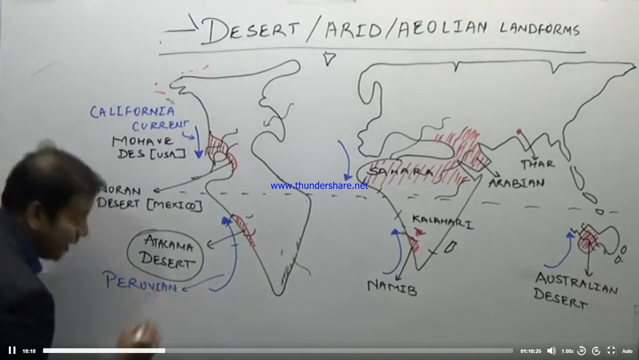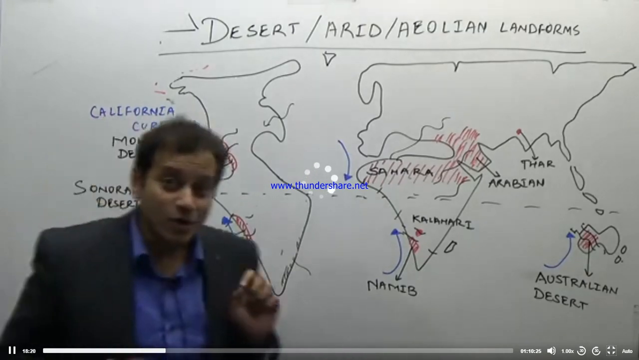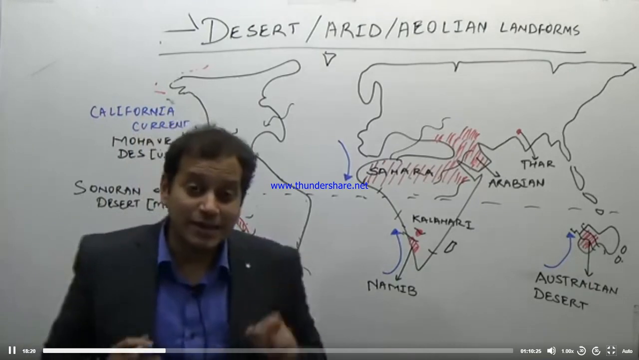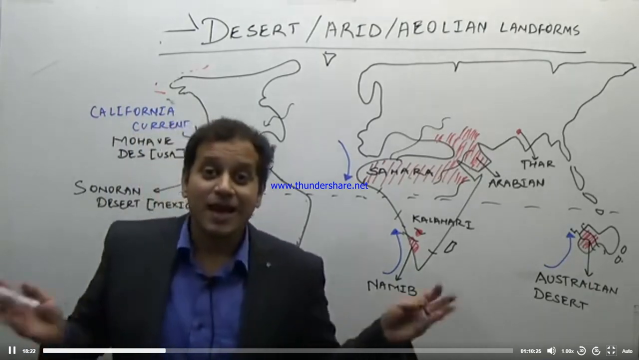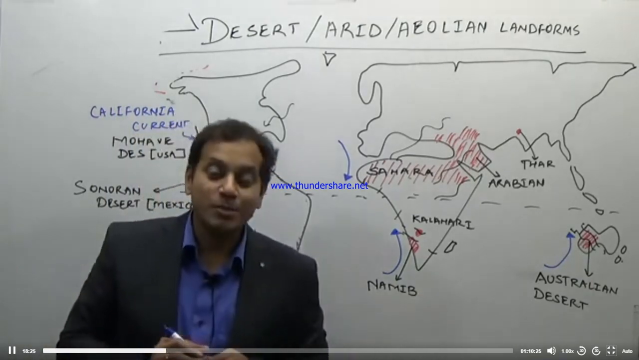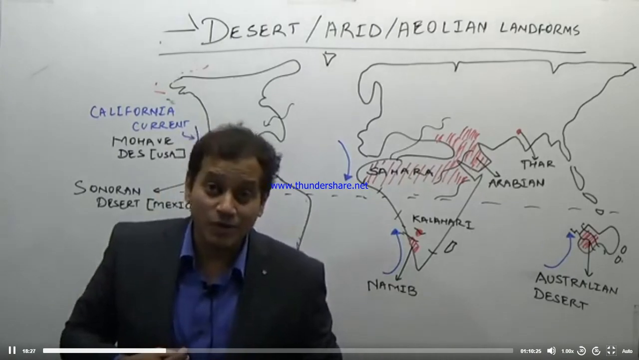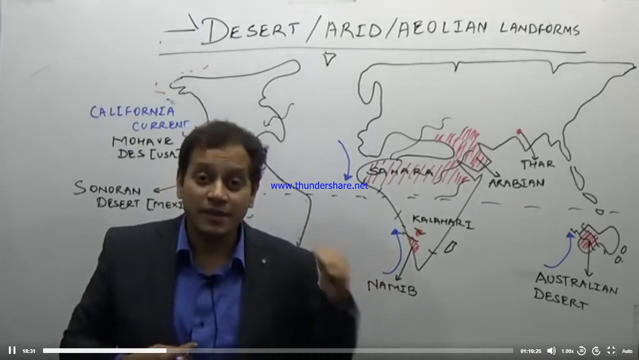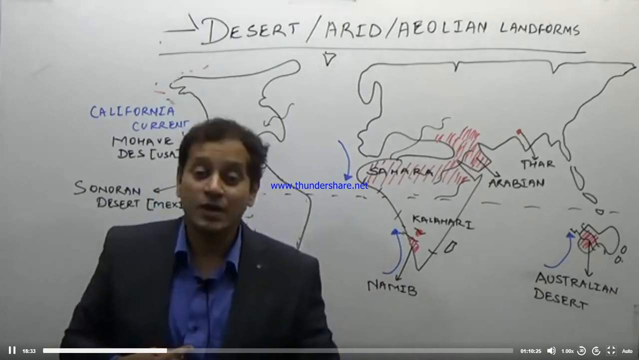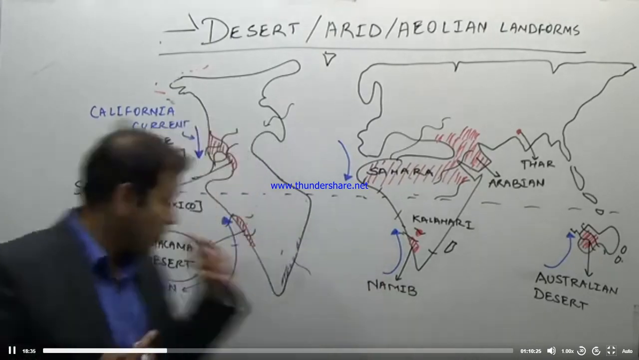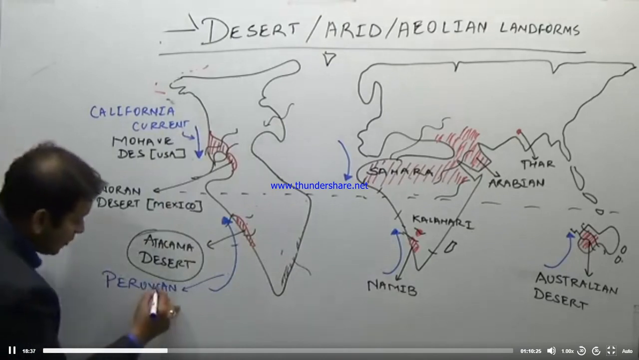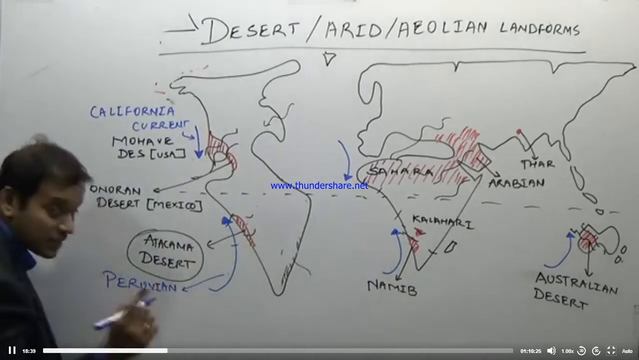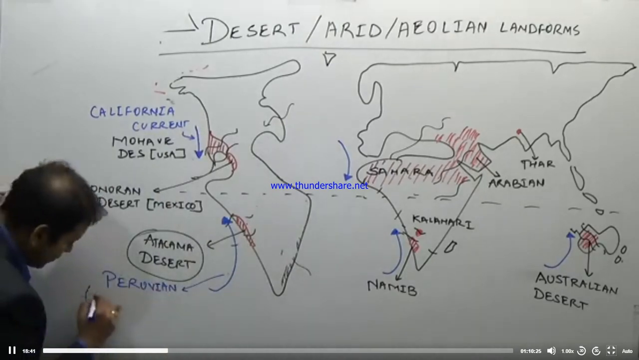The Atacama Desert is washed by the famous current known as the Peruvian current. Why do I say famous current? Because it decides one of the most important aspects of the Indian monsoon. This current can affect our monsoon. This current can affect our economy in terms of El Nino and La Nina. Because it was discovered by Humboldt, it is also known as the Humboldt current.